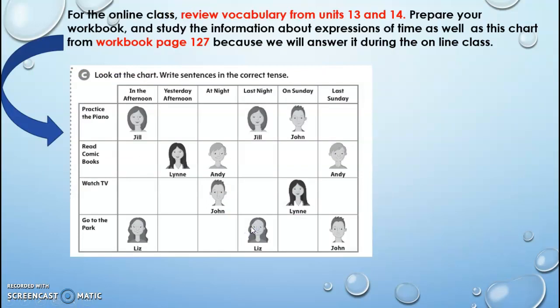Well, for the online class, review vocabulary from units 13 and 14, prepare your workbook, and study the information about expressions of time as well as this chart from workbook page 127, because we will answer this information during the online class. That's why I gave you the sentence structure, because we will make sentences with this information, okay?